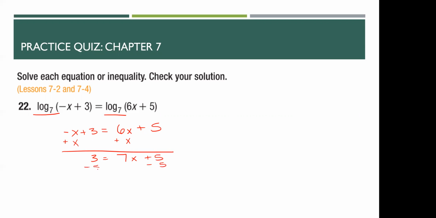And I've got a two-step equation. I'm going to subtract 5 from both sides. 3 minus 5 is negative 2, and I've got 7x over here. Then I would divide both sides by 7. So negative 2 sevenths is equal to x. We were able to do that again because the bases were the same.